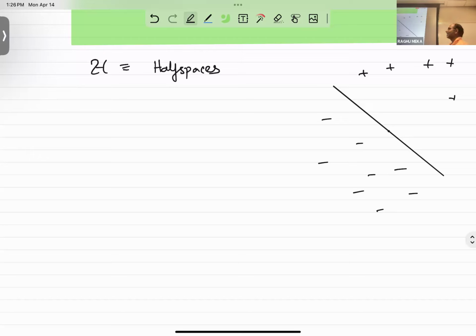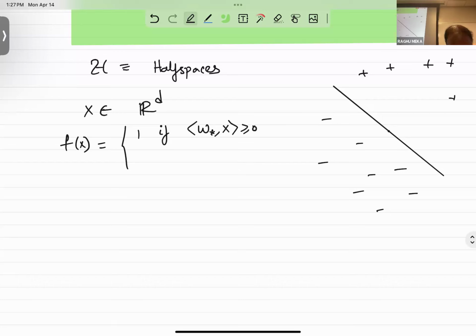Okay, it's basically like saying I have some weighted combination of the features, and every time that weighted combination is greater than 0, I'm going to call it a cat. Every time that weighted combination is less than 0, I'm going to call it a dog. It's a very simple classifier. So we are in some space which is d-dimensional, and f of x is 1 if there is some true W star such that this is greater than or equal to 0, you say 1, and minus 1 otherwise.